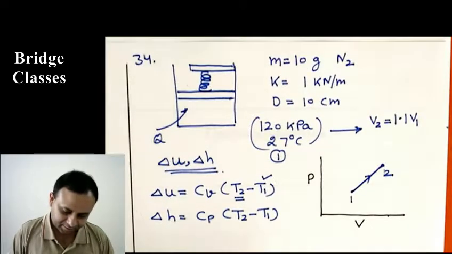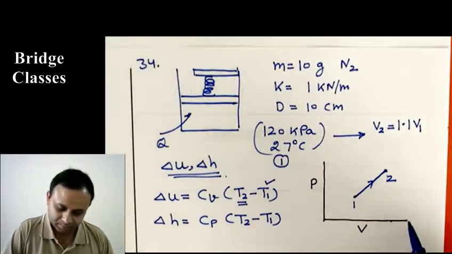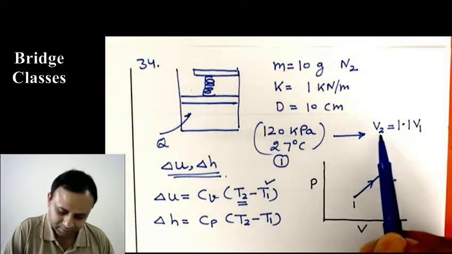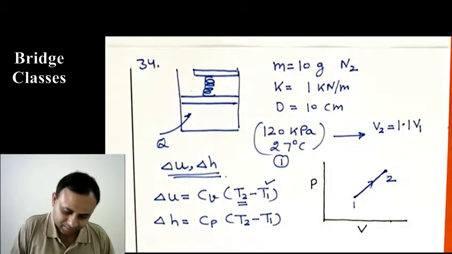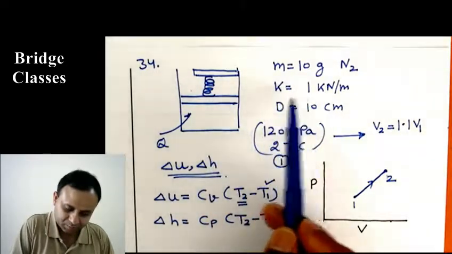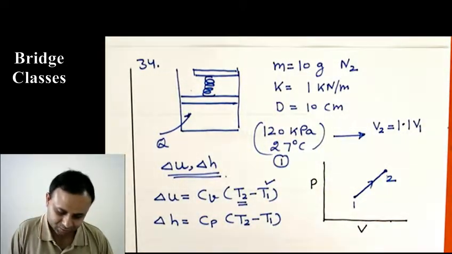So how to get T2? What we know is its volume becomes 1.1 V1, and there is this spring also, its spring constant. We have that information also. Let us see.